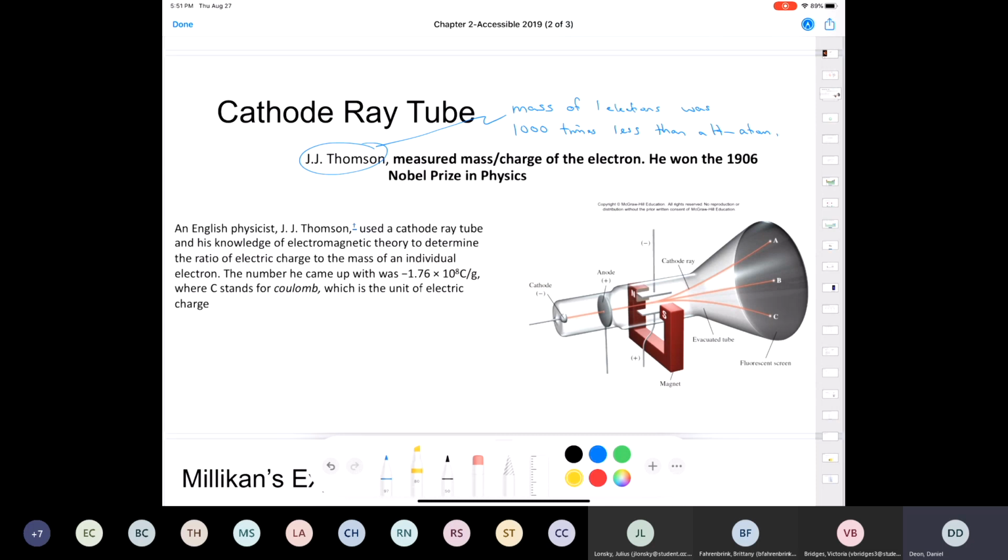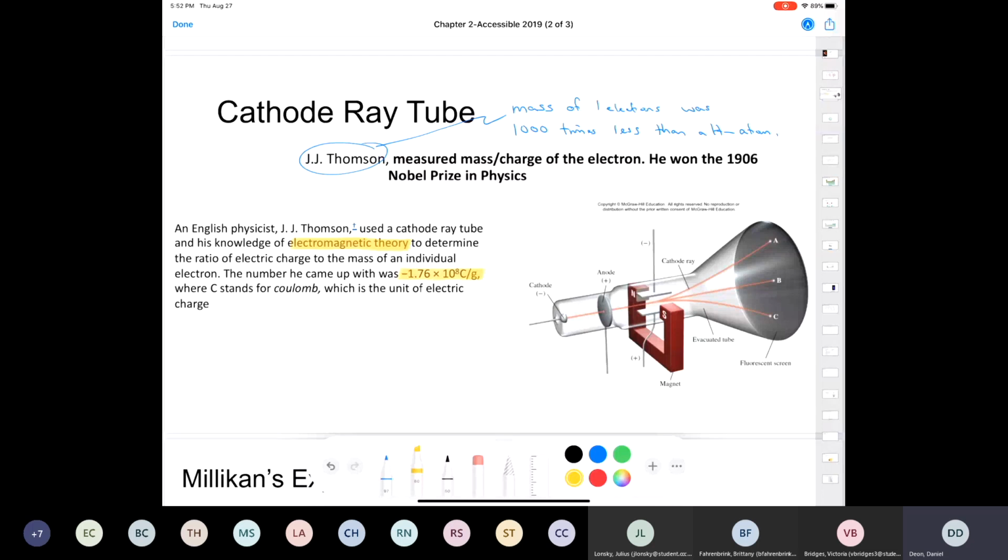It says he also used his knowledge of electromagnetic theory to determine the ratio of electric charge to the mass of an individual electron. And he came up with this number right here, and this number is really important. You don't have to have it memorized, but it's important to continue on in the story, which we're going to do in a few seconds when we look at Millikan's experiment. The number he came up with was negative 1.76 times 10 to the 8 coulombs per gram. A coulomb is just a unit of electric charge.